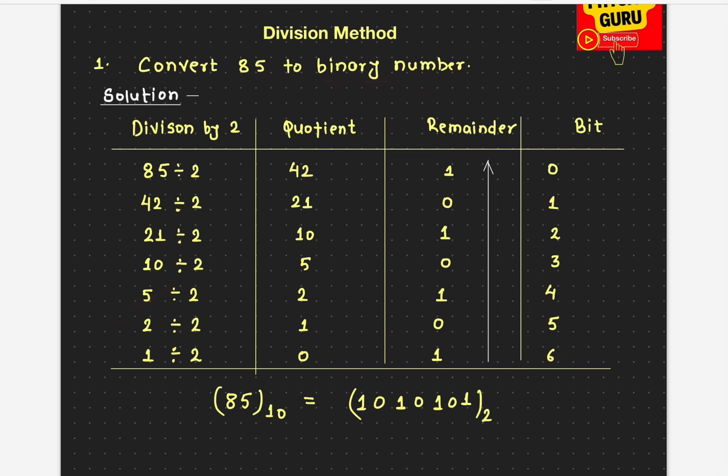I already made a video of converting 85 to a binary number by the subtraction method. Compare both methods and let me know in the comment section below which method you liked.